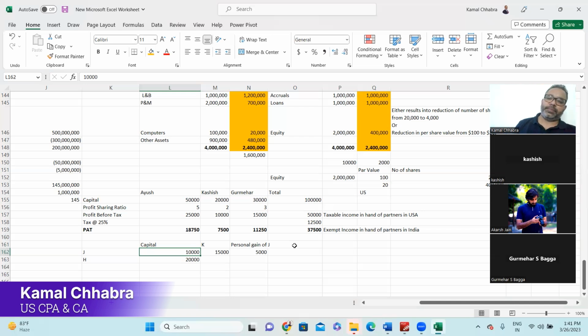Make sense? Yes, sir. Simple, like if you have a share, and after a year or 2 years, if you are selling those shares at a profit, it's your capital gain. It has nothing to do with the company. Make sense?